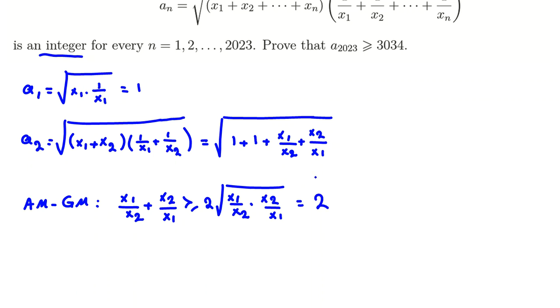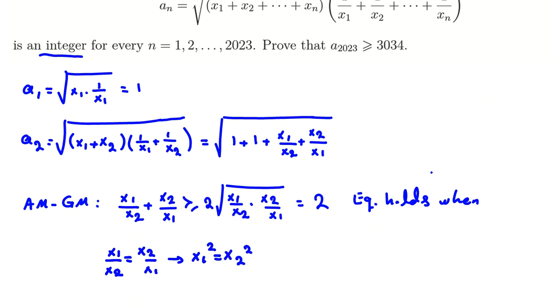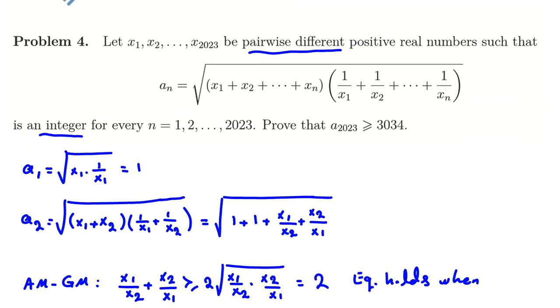So it will be 2. But we know it cannot be 2, because equality holds when these two things are equal. Equality holds when x1 over x2 equals x2 over x1. If we cross multiply, x1 squared equals x2 squared. And we are analyzing the problem.